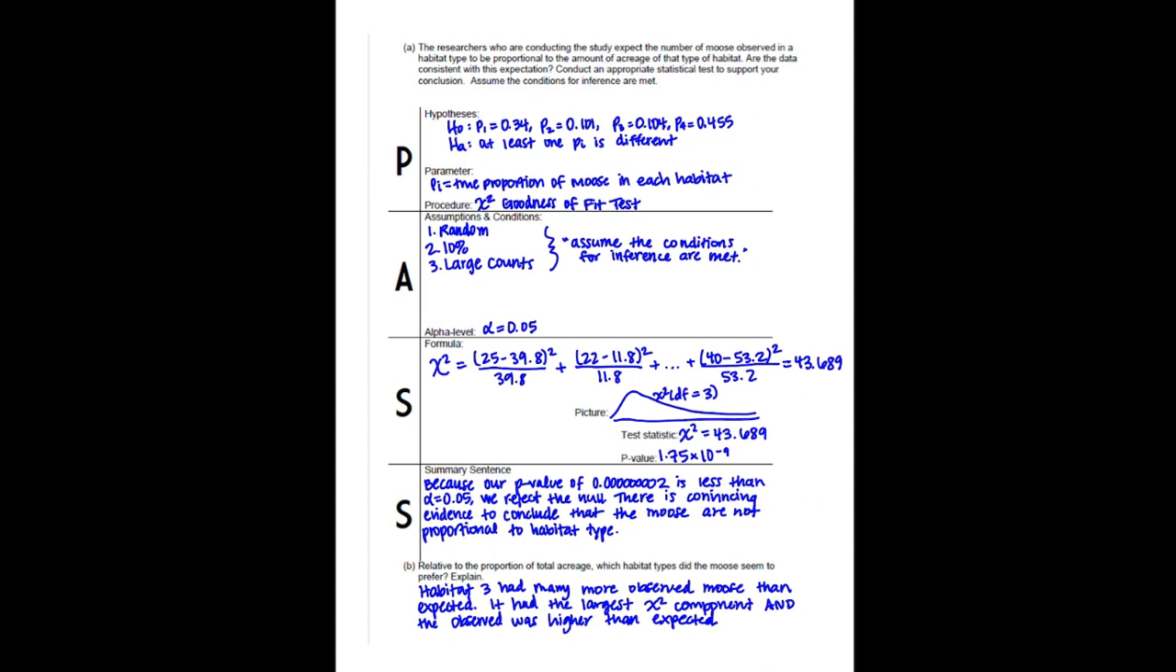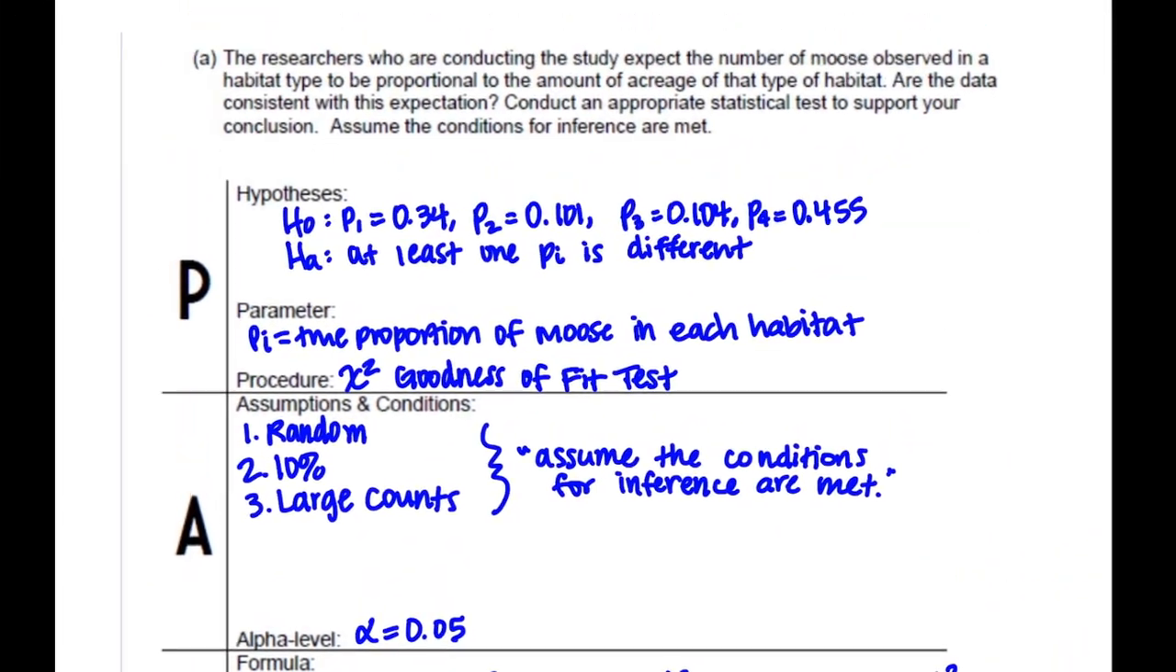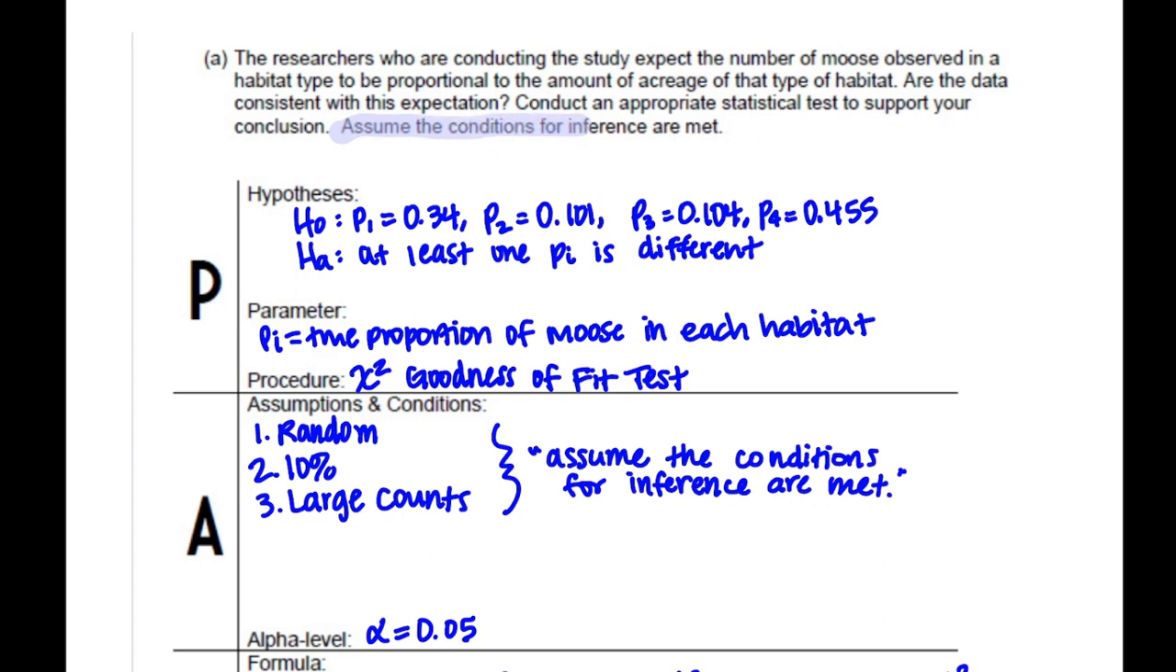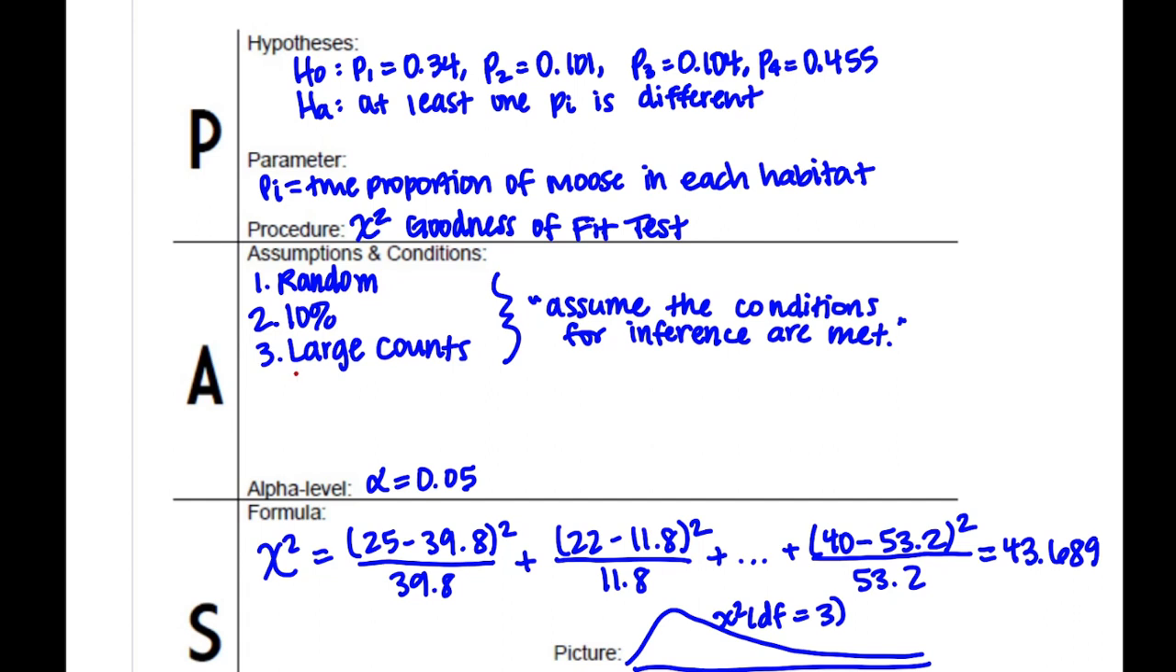Now this problem said assume the conditions for inference are met, right here, sorry. And so I was able to just write that, but I do want you to make sure that with this large count, so you have to draw and label your expected counts. And so I want to make sure you knew where to get those. So in this case, we're going to do our sample size times, we'll just label them. I like to label them. So we have habitat 1, 2, 3, and 4.